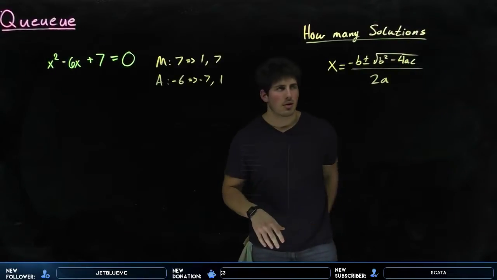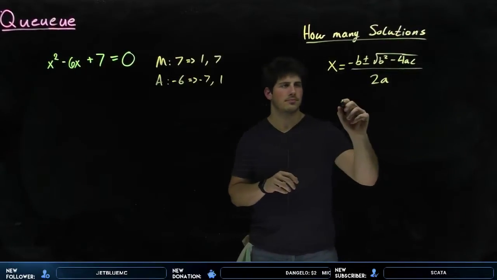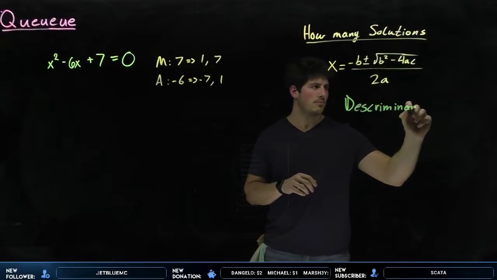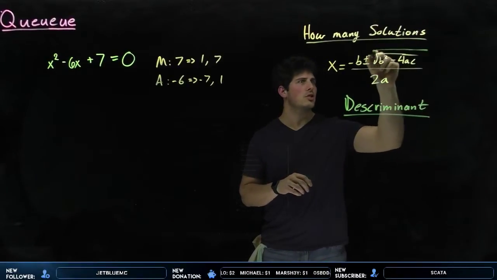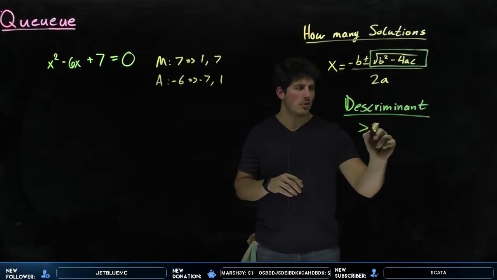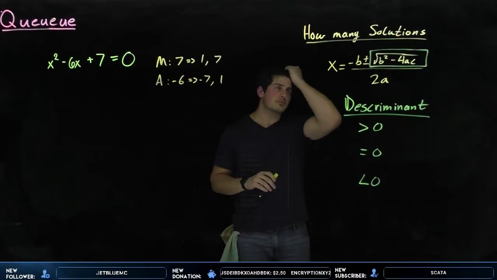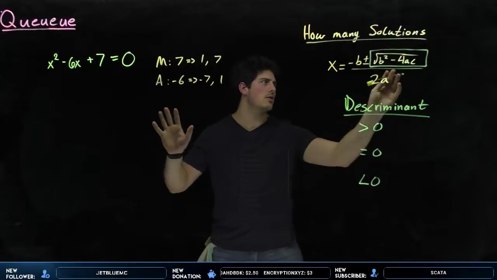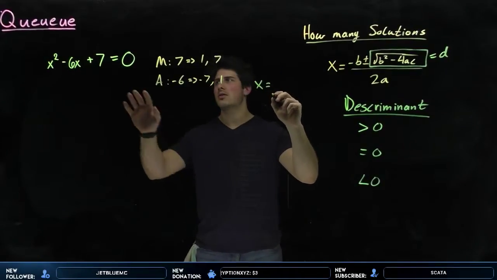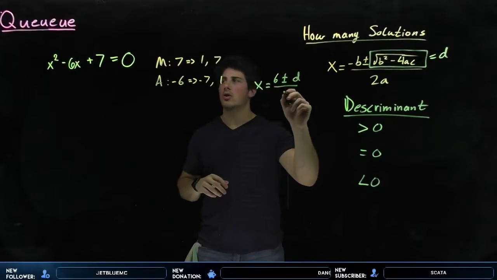What we use from this, and the way to determine the number of solutions we're going to have, is called the discriminant. Discriminant. And that is actually just this right here. So if this value is greater than 0, equal to 0, or less than 0, we know a few things. I'm just going to write the discriminant as D. So this is going to be x equals negative b, which is negative negative 6, so 6, plus or minus D over 2a, so over 2.